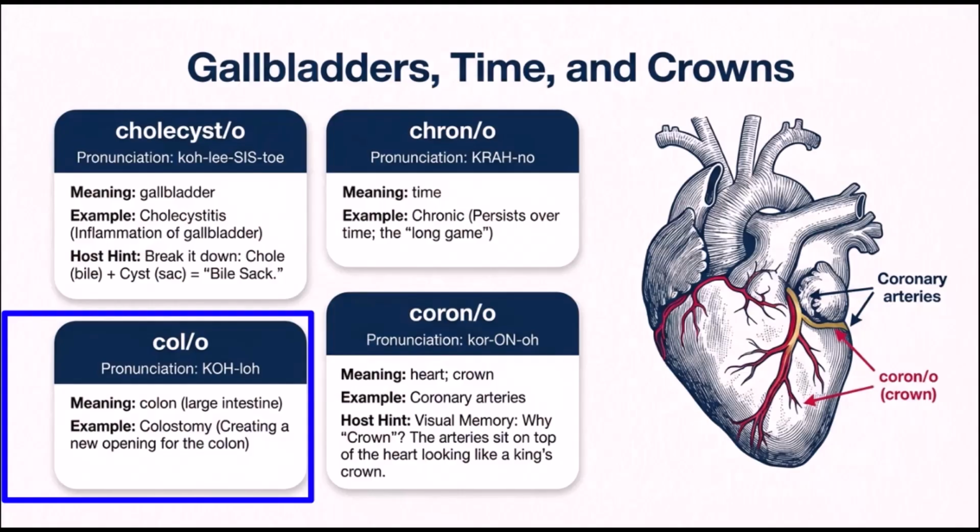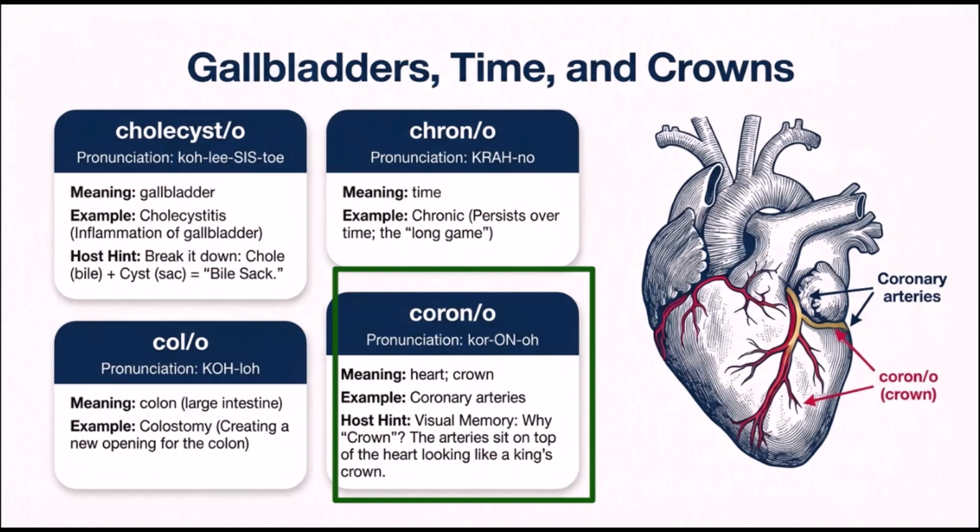Okay, we have another hard term here. Corono. And this one's cool. The text gives two meanings, heart and also crown. Round, like crown. Because the arteries that supply blood to the heart muscle itself wrap around the top of it. Oh, like a crown. Exactly. They look like a crown sitting on top of the heart. So we call them the coronary arteries. That's a fantastic visual. Okay, let's move on to the head.